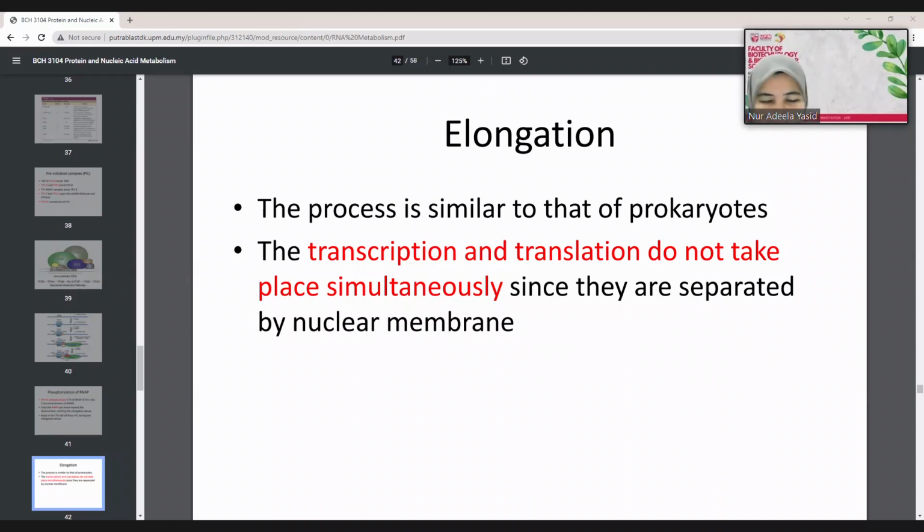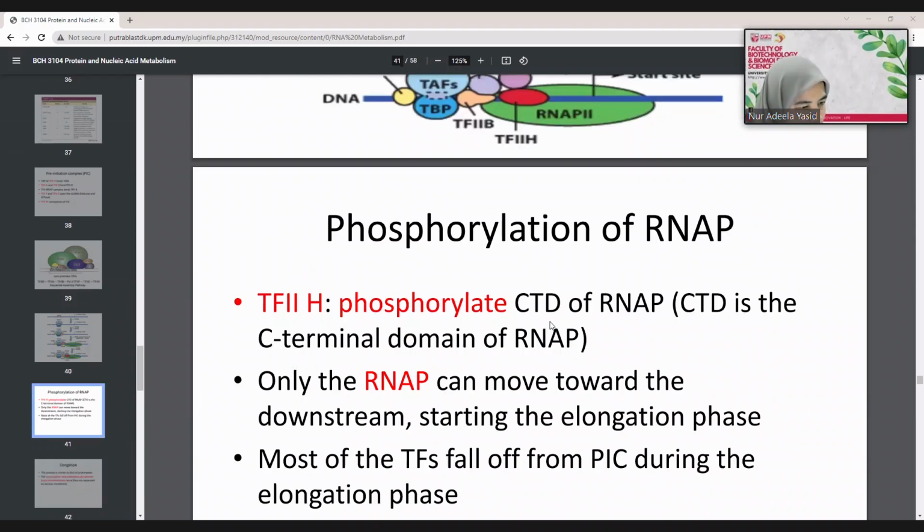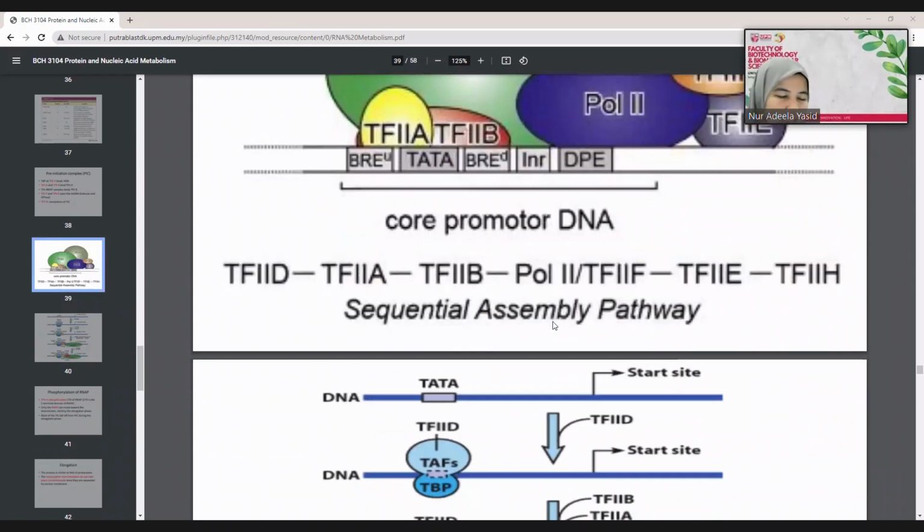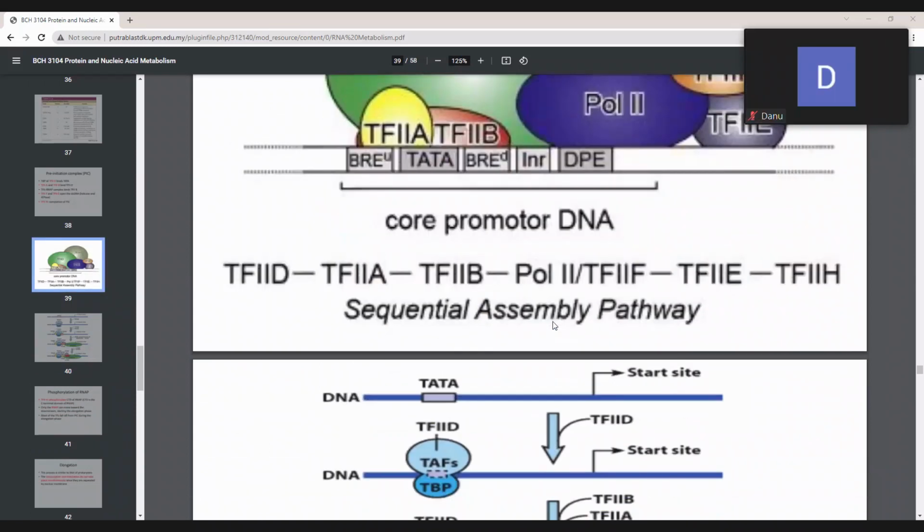Doctor, why must there be promoter melting? Why is promoter melting needed? So what does it mean by melting here?